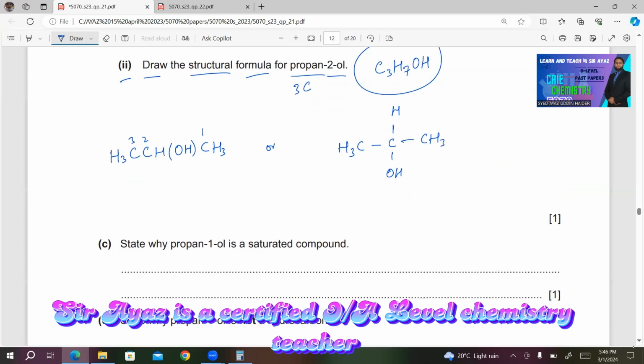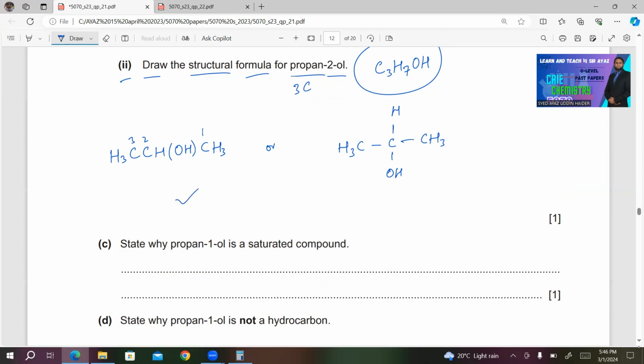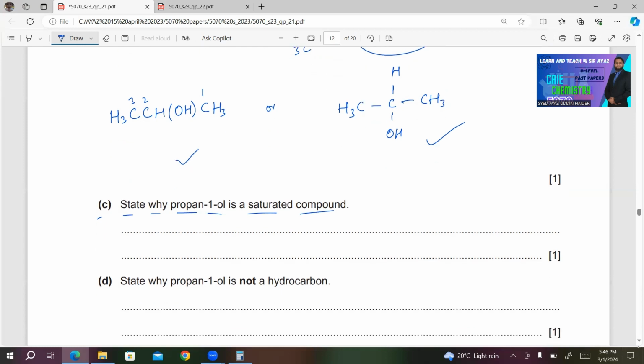So this will be the final structure formula for propane 2-ol. Both are correct. C. State why propane 1-ol is a saturated compound. It must be containing only carbon-carbon single bonds. So you write contains only carbon-carbon single bonds.